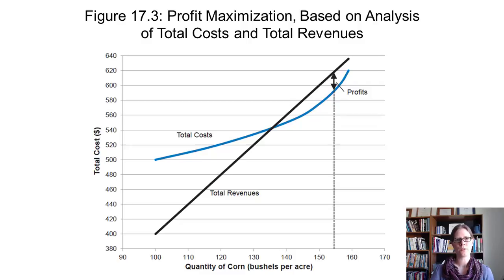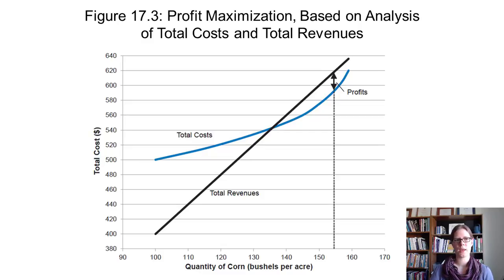So what the producer wants to do to maximize their profits is produce just up to the point where the difference between those two curves is as large as possible, where revenues are as high as possible above costs. So that's basically what this model tells us about the producer's profit maximizing decision.